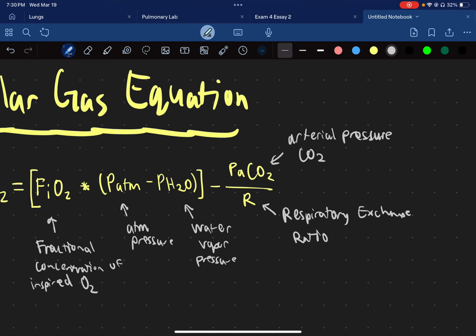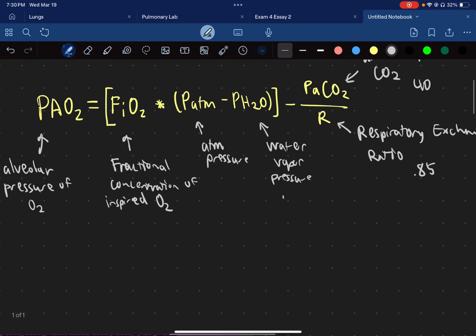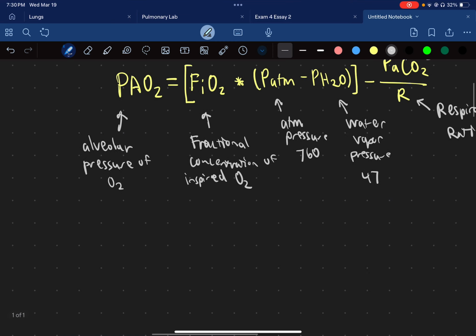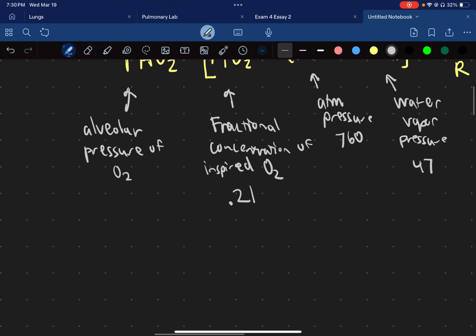And that's usually going to be about 0.85. This is going to be 40. Water vapor pressure is usually about 47. Atmospheric is 760. And then this fractional, this is about 0.21. This is the fraction of the air that we breathe in that's oxygen. So obviously most of it's nitrogen, but then 0.21 out of 1 is oxygen.